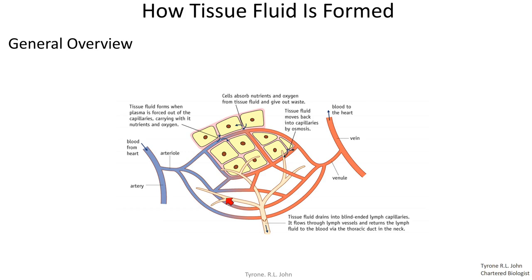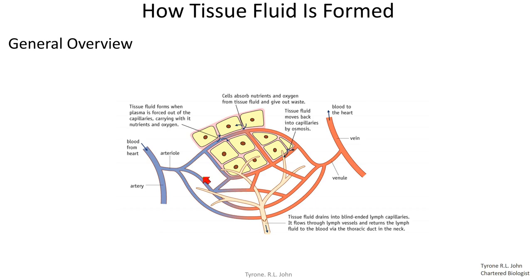Now, the lighter structures here are lymphatic vessels. They distribute themselves throughout the capillary bed, and they have a role in regulating tissue fluid, as we'll come on to in the next slide.